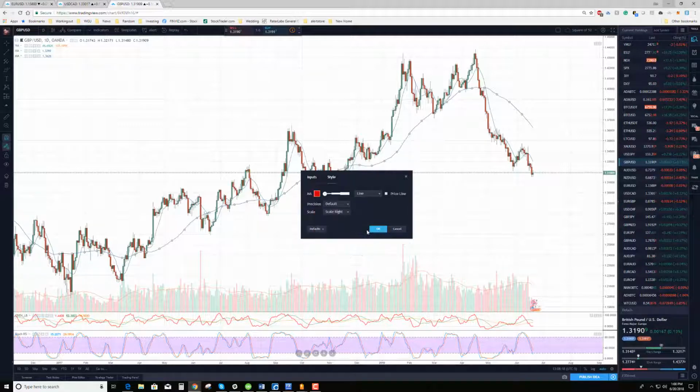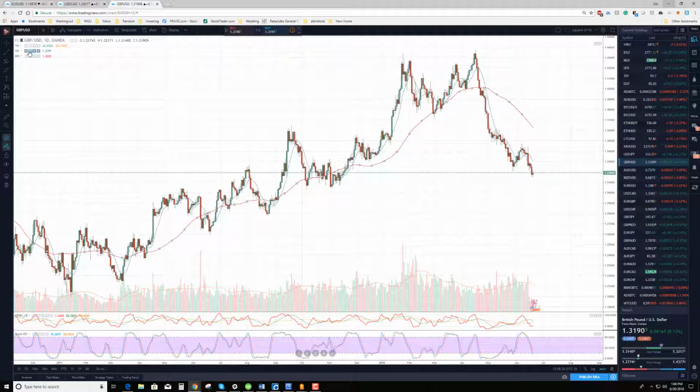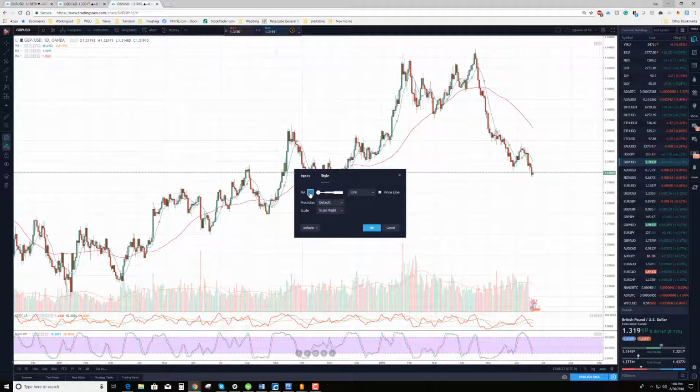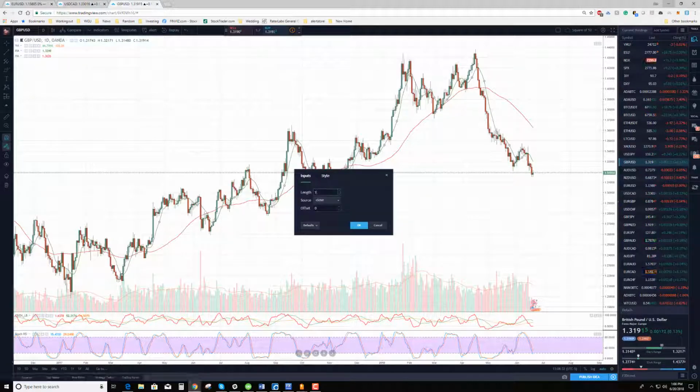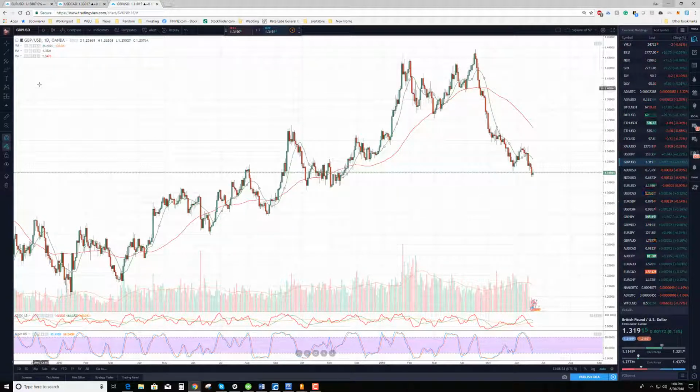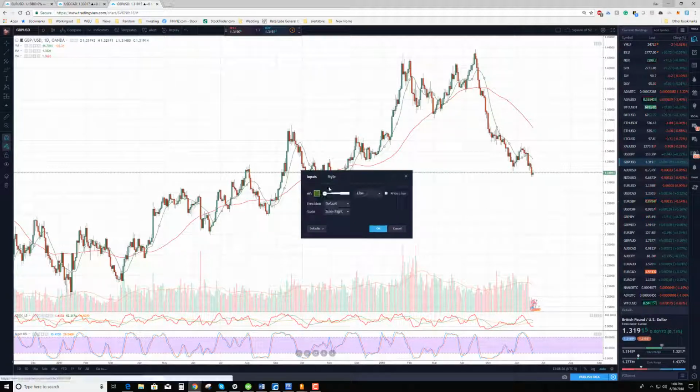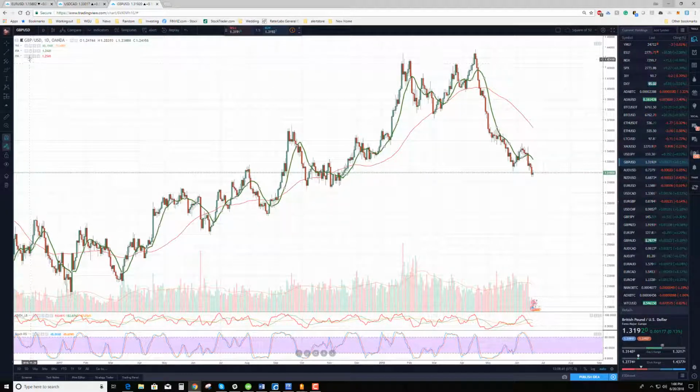Moving average crossovers are generally two moving averages, one fast and one slow. We'll change this into like an 11-day. Actually, I want to make them a little thicker too. Moving average crossovers.